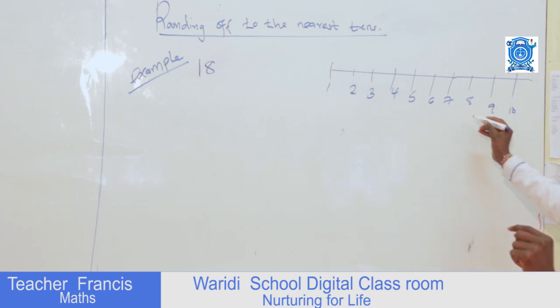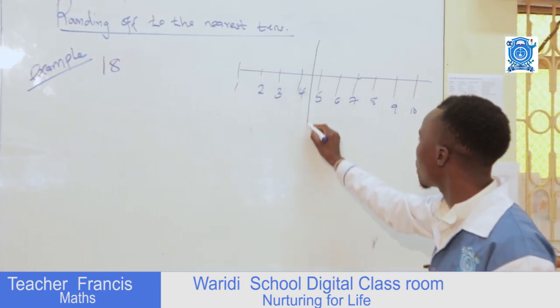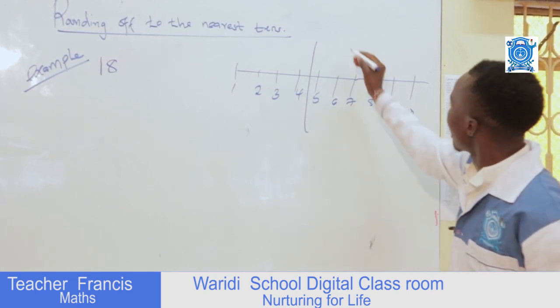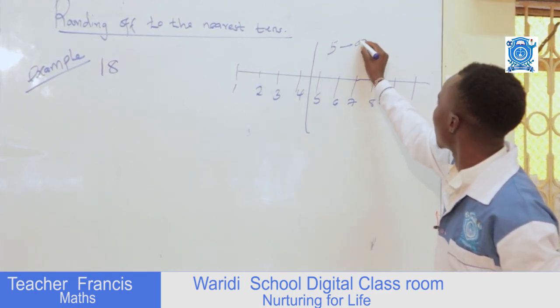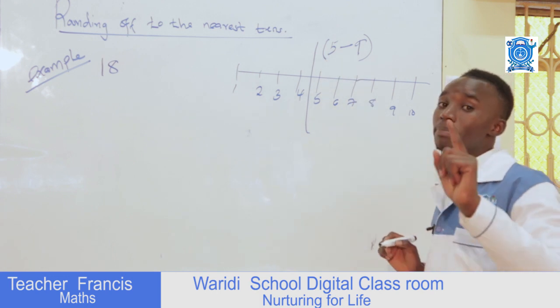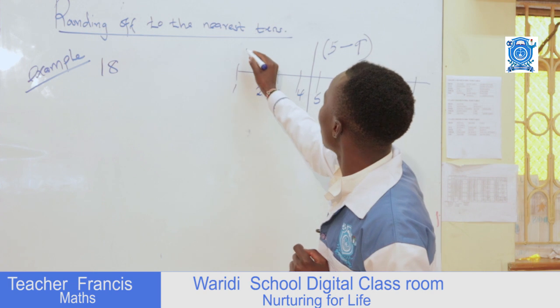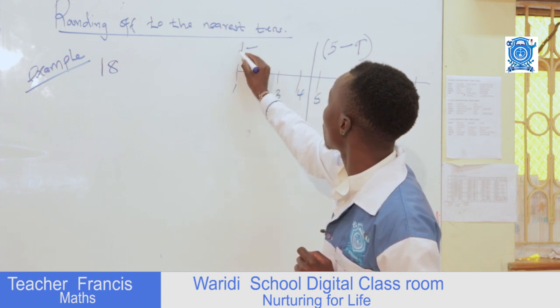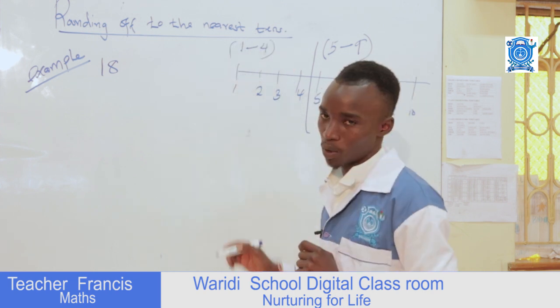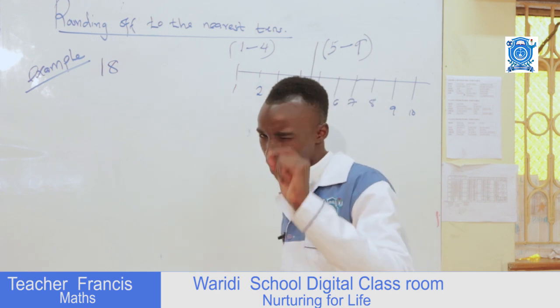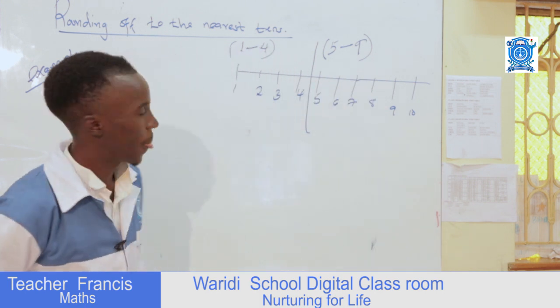That means any number that goes beyond 5, any number that is 5 and above until 9, must have an effect, and you'll see the effect. Any number that is below 5, that means any number from 1 to 4, also has a certain effect. I'll just show you.